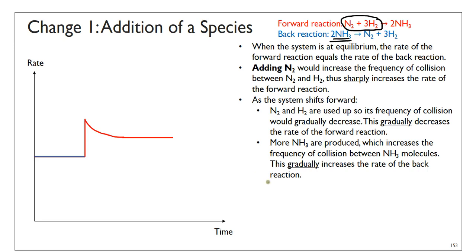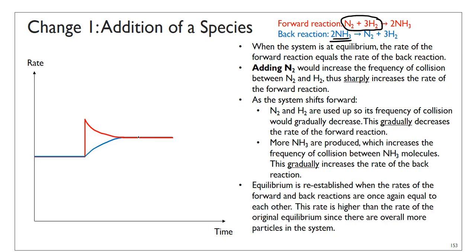And so that is going to gradually increase the rate of the back reaction. So you're going to have the back reaction increase in rate. And obviously, eventually, when equilibrium is reestablished, which is this part, you're going to have the rate of the forward and back reactions equal to each other again.